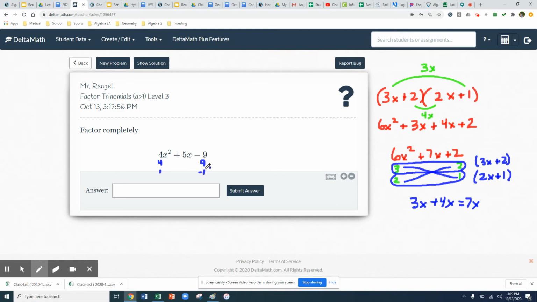That's going to multiply to 4. 9, negative 1 will as well. So I check my outsides. I'm going to get negative 4. Check your insides. 1 times 9 is 9. That's going to add up to 5.